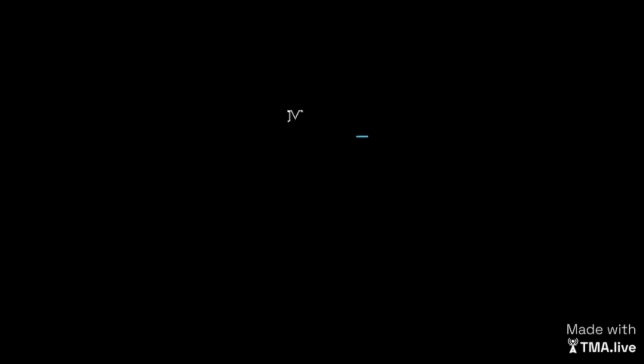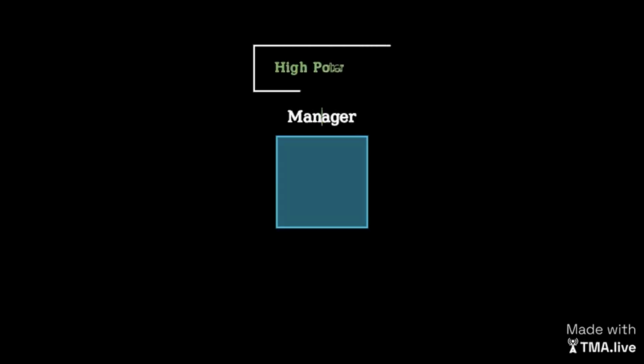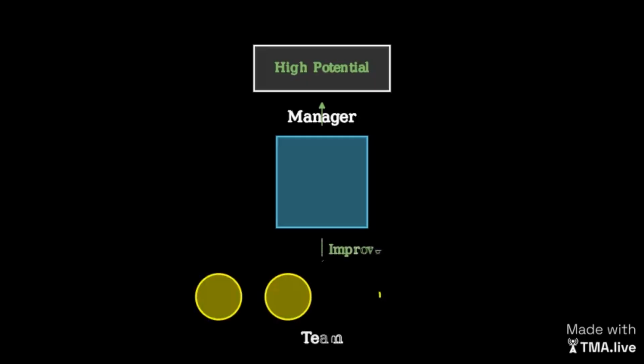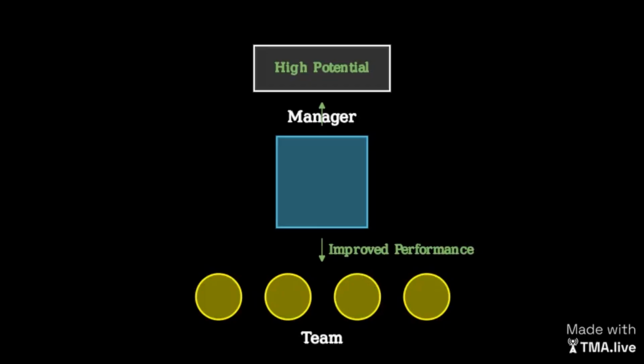It starts with a manager's belief about their team. If a manager believes in the high potential of their sales team, this belief sets the stage for positive outcomes. This belief is then communicated to the team, either directly or indirectly. As a result, the team performs better, meeting or exceeding the manager's expectations.